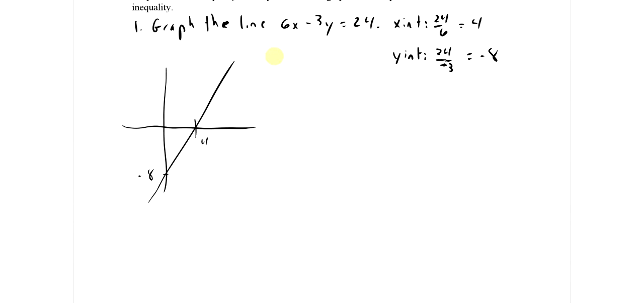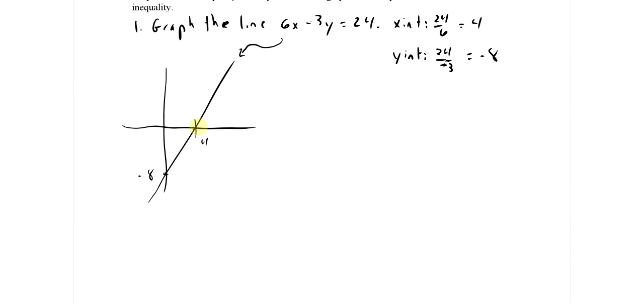Now, what do we know about this line? What does it mean to be a point on the line? Any point on this line, if you plug its x-coordinate and its y-coordinate into this equation, you'll get 24. So if x is 0 and y is minus 8, 6 times 0 minus 3 times minus 8 equals 24. And if x is 4 and y equals 0, then 6 times 4 is 24, minus 3 times 0 is 0, so 24.